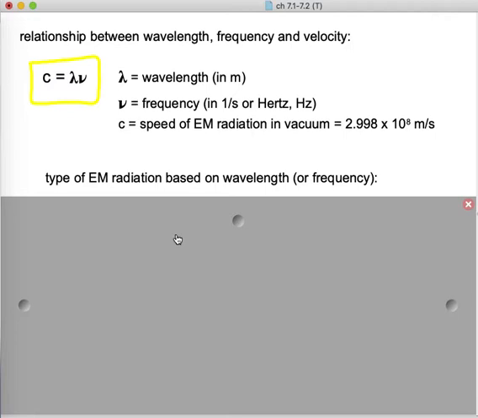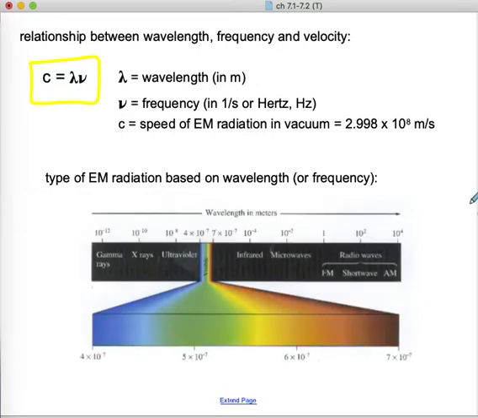The type of electromagnetic radiation is based on the wavelength and frequency, and pretty much every physical science textbook ever published, at least in the 20th century, has a diagram that looks like this, the electromagnetic spectrum. On the spectrum, wavelength is increasing from left to right, and you can see all different sorts of electromagnetic radiation. Radio waves have very long wavelengths on the order of thousands to tens of thousands of meters, whereas gamma rays have very short wavelengths on the order of 10 to the negative 12 meters.